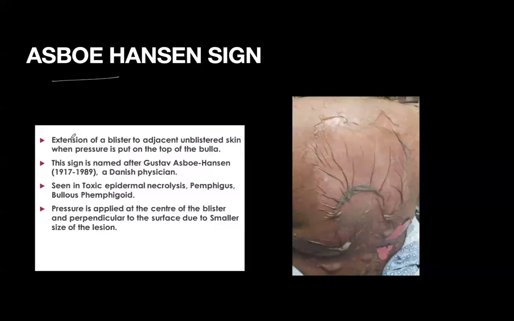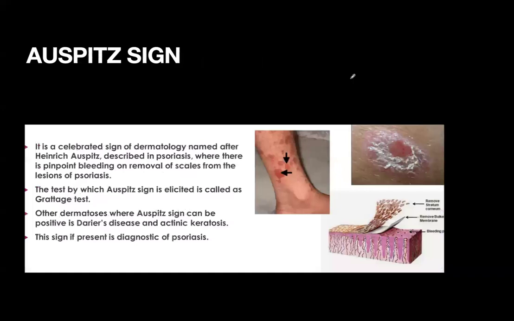This is the extension of blister into the unblistered skin. Here is the blister. Applying pressure, the blister will extend into the unblistered skin. This is typically seen in toxic epidermal necrolysis as well as pemphigus vulgaris and bullous pemphigoid. In all of these, you will see the Asboe-Hansen sign.